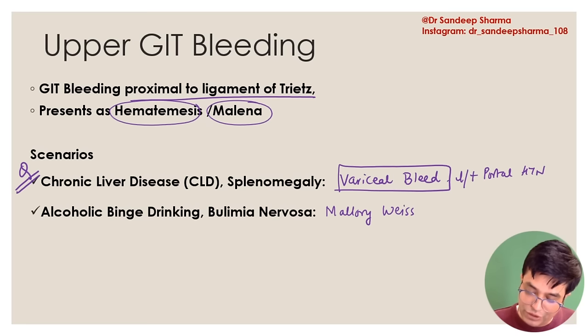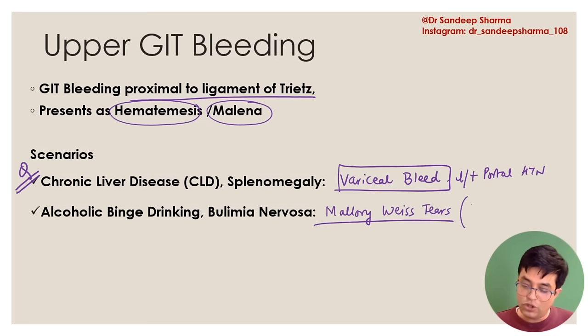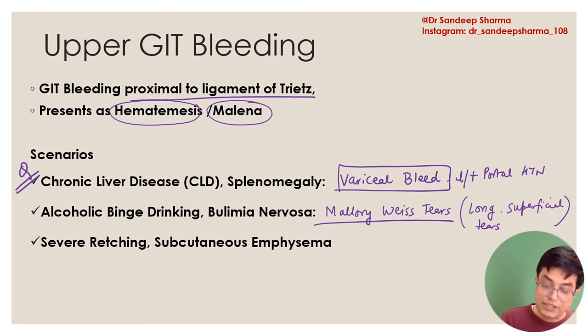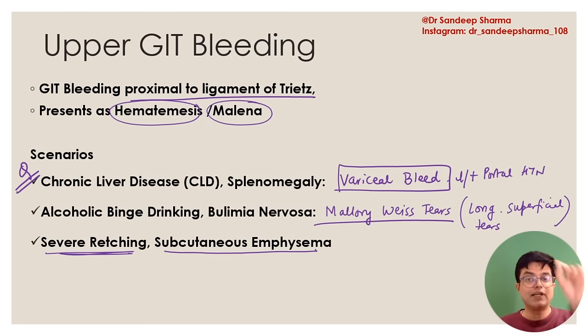So keywords, Mallory Weiss tears jo hote hain, they are tears, they are longitudinal superficial tears or ulcers developing due to vomiting, due to retching in the patient. Mallory Weiss tears ko conservatively manage kar sakte hain, very rarely they require surgery. If the question says severe retching hai, bahut zyada forceful vomiting kar raha hai, and patient develops subcutaneous emphysema, now it is not likely to be Mallory Weiss tear.